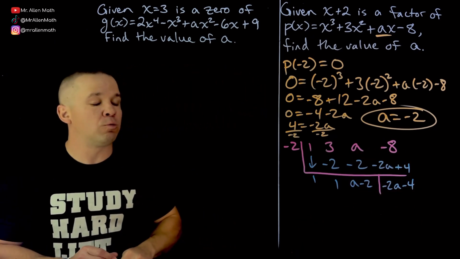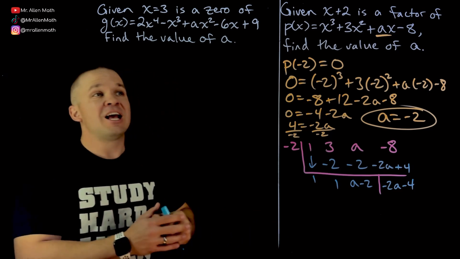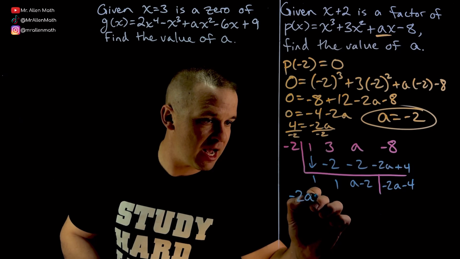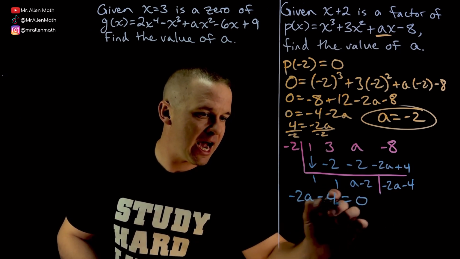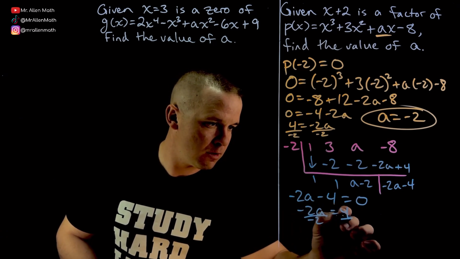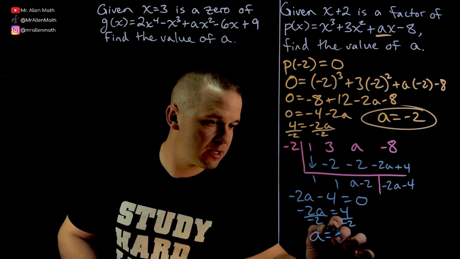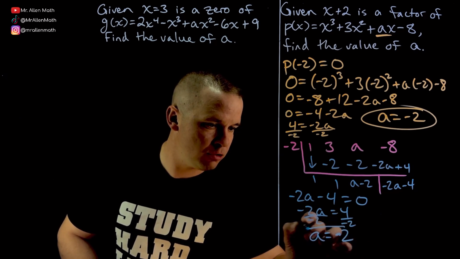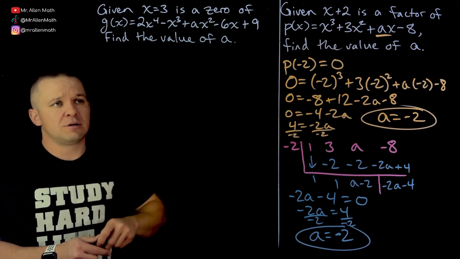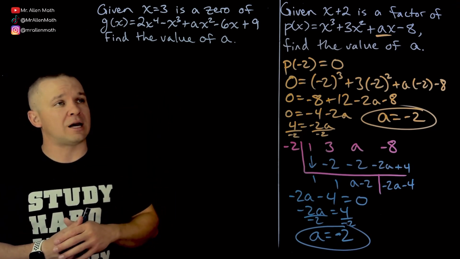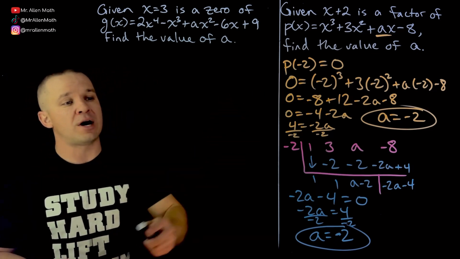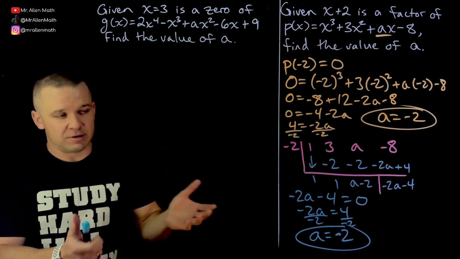Well, what should that equal? If it is a factor, right? If x plus 2 is a factor, then my remainder should be 0. So I could say negative 2a minus 4 equals 0. Add the 4, I get negative 2a equals 4. Divide by negative 2. And once again, we get a equals negative 2, just like the other method, right? So I could use synthetic division. I could use direct substitution. Either way is okay. If your teacher asks you for one way or another, then you need to follow the directions of what they said. But there are two different processes of doing this, okay?